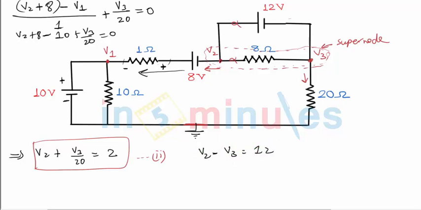So that's my second equation. I would call it equation number 3. It is the second equation in the form of V2, V3. We have got two equations. Let's solve them simultaneously.